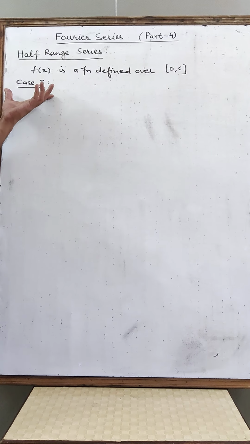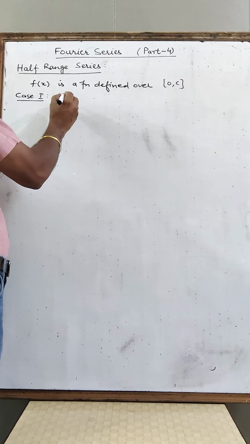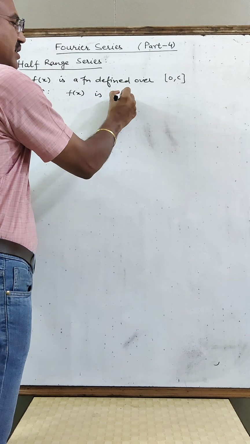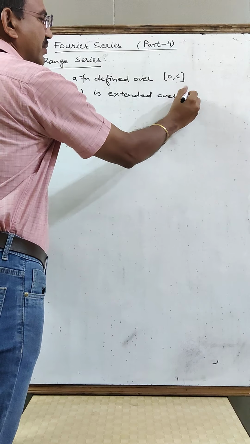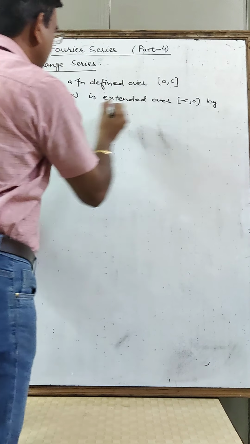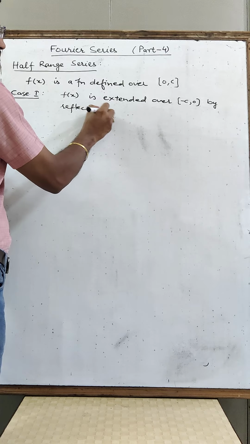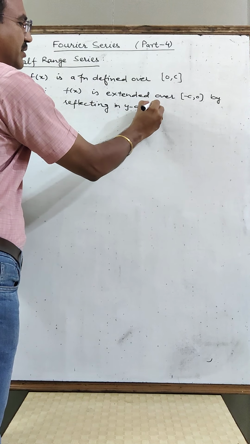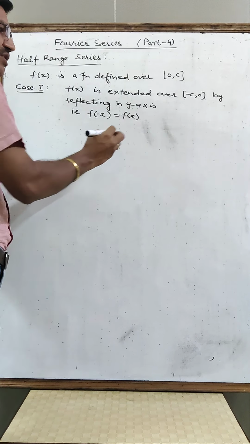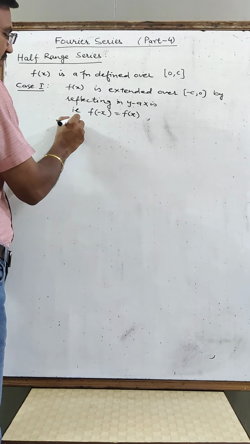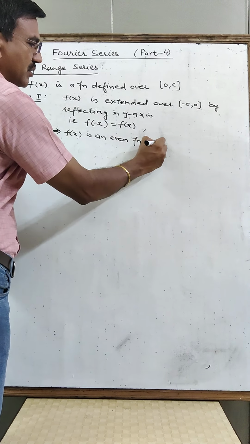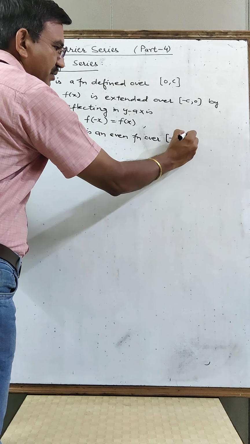So students, take case 1, that we have extended our function f(x) over the interval minus c to 0 by reflecting in the y-axis. What does it mean? That is f(-x) is equal to f(x), or you may say that f(x) is an even function over the complete period minus c to c.